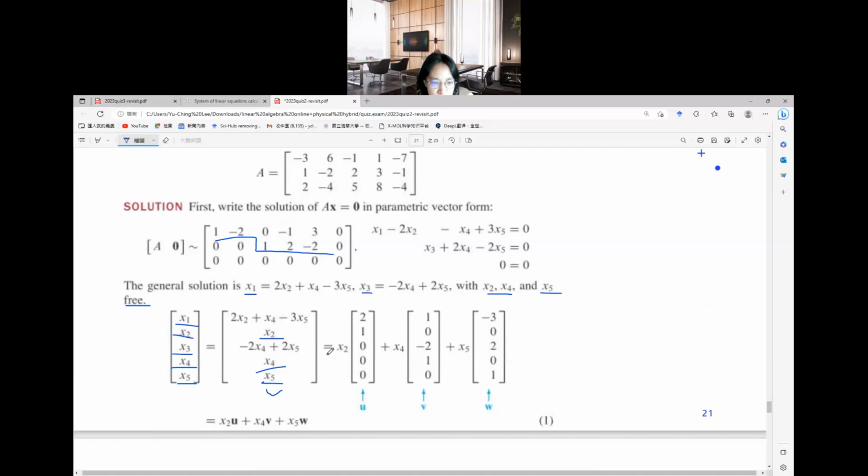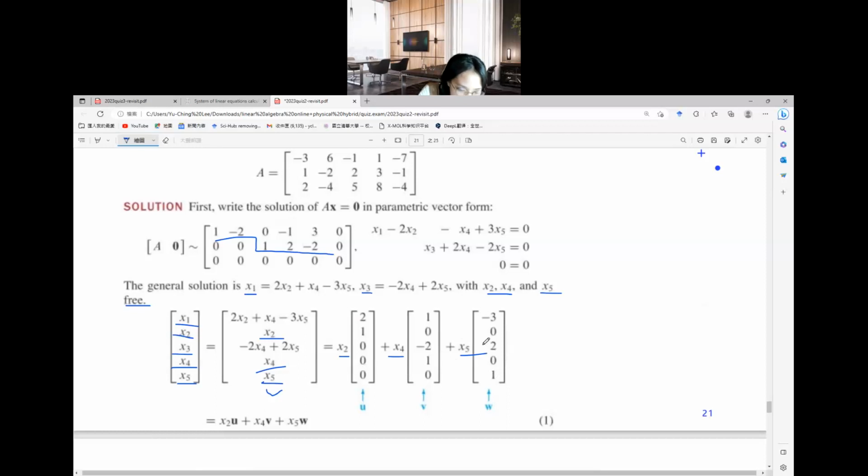And in my third derivation, I try to separate the numerical values from the variables. That is, x2, x4, and x5 are put outside, and then I leave only the numerical values inside the vectors. So that becomes 2, 1, 0, 0, 0 times x2 plus 1, 0, minus 2, 1, 0 times x4 plus minus 3, 0, 2, 0, 1 times x5, separating the values and variables.